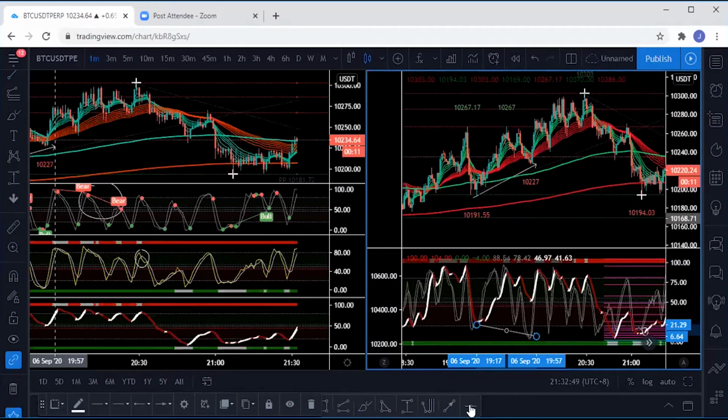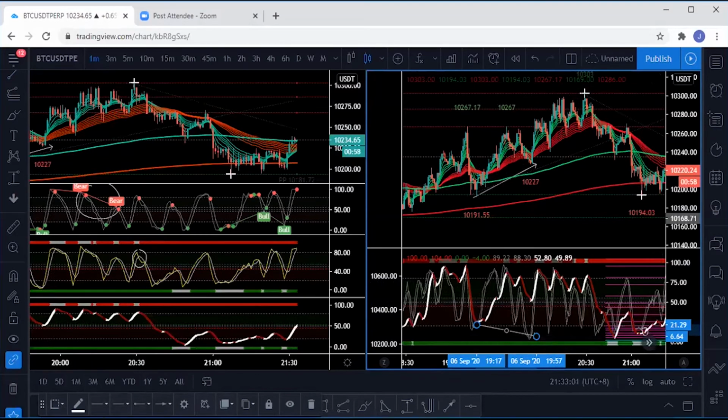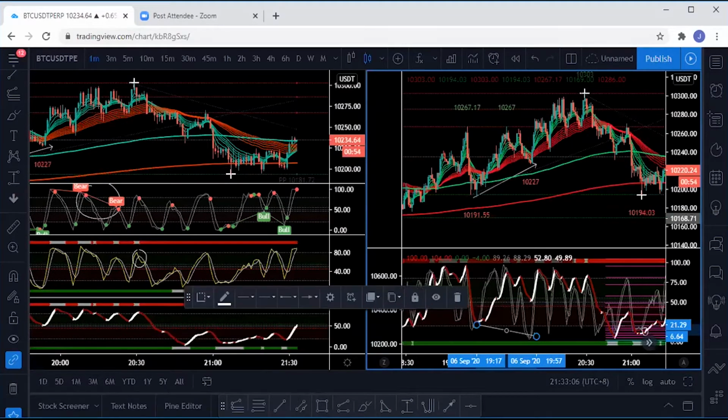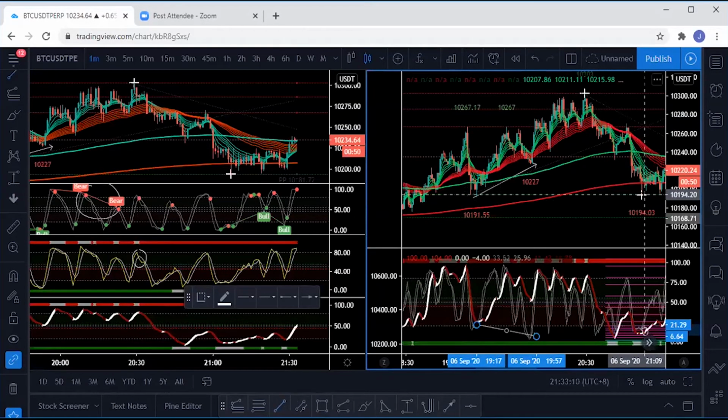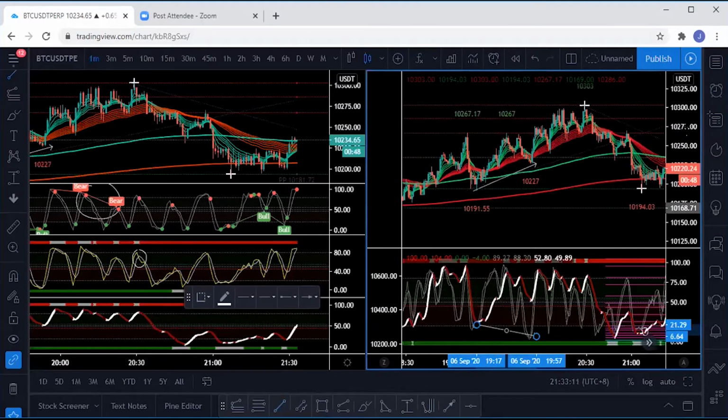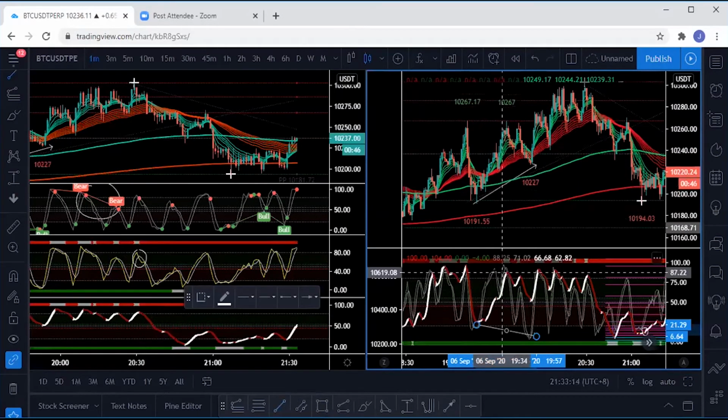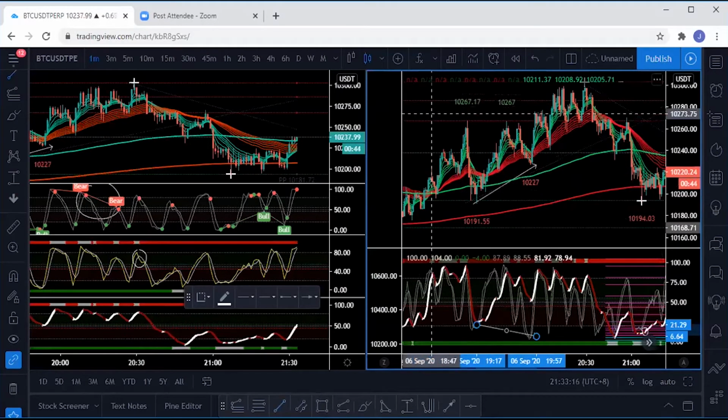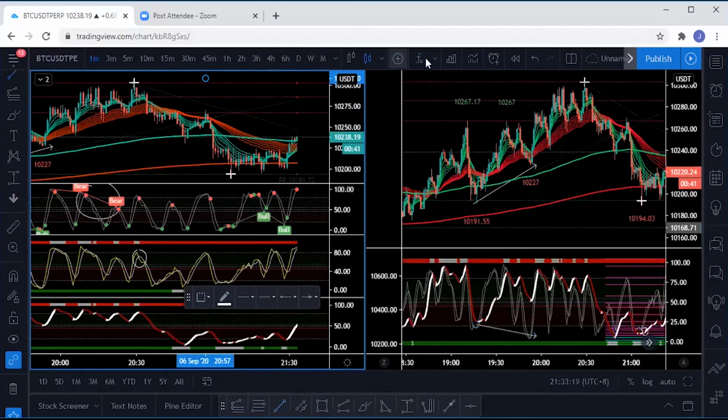Okay, this is a hidden divergence. Hidden divergence means there is a continuation of our price action. Okay, so what are we going to spot? A bear div. Let's spot a bear div. This one here, 15 minutes.